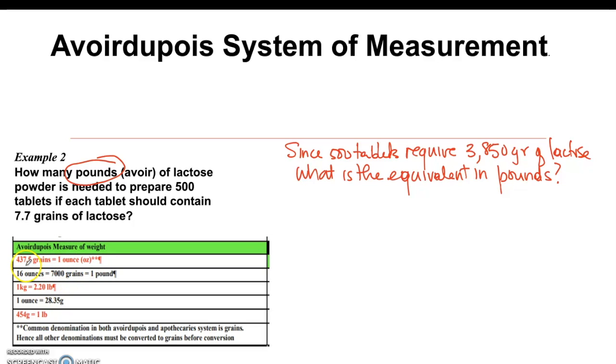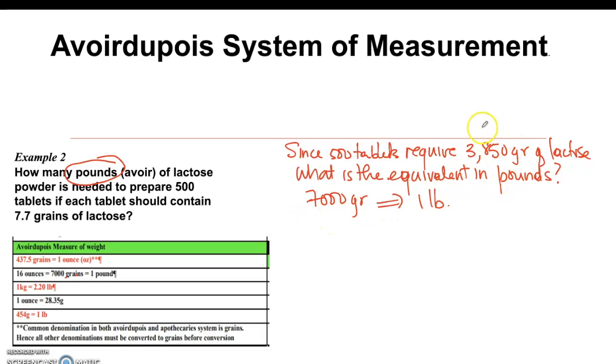So here we have grains to ounces. It didn't ask for ounces, it asked for pounds. So we have to go back and see what's the relationship between pounds and grains. Here we have 16 ounces equal to 7,000 grains, which is the same thing as 1 pound. So right away, we know that the conversion we need is 7,000 grains is equivalent to 1 pound. And I'm going to write LB for pounds here.